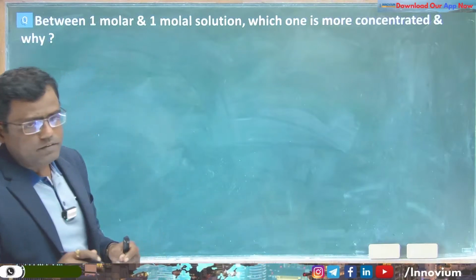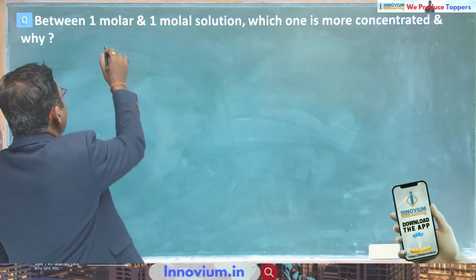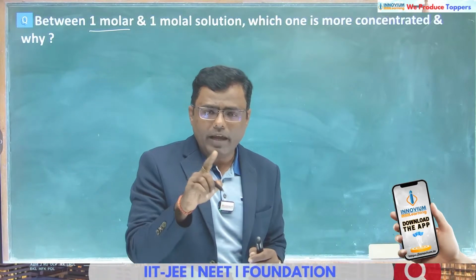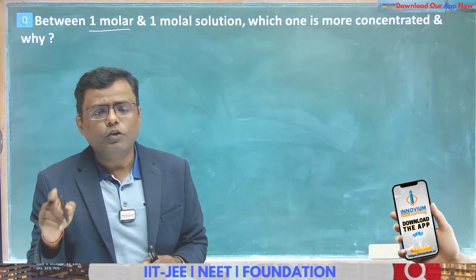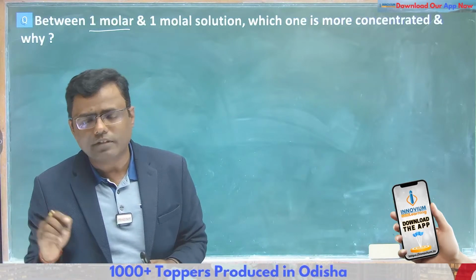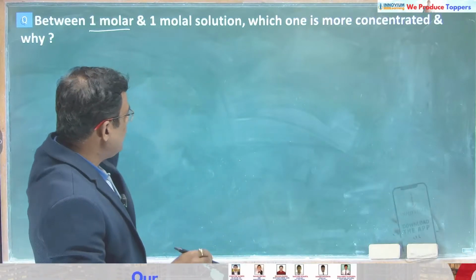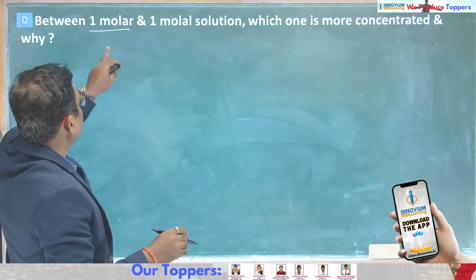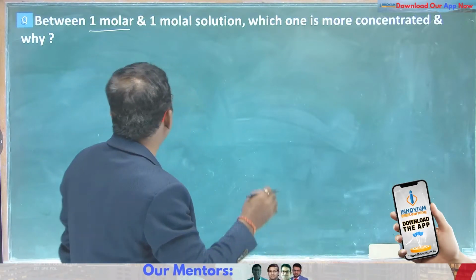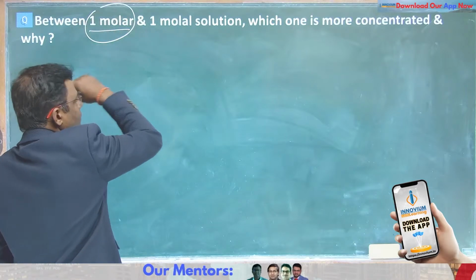And always we consider that the solution given in molarity, that magnitude with molarity, is always more concentrated than the same magnitude given in molality for the same solution. Here the question is based on that. Here 1 molar and 1 molal solution, so which one is more concentrated? 1 molar solution is more concentrated.